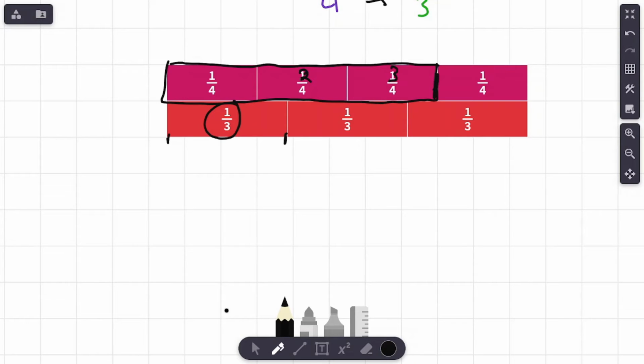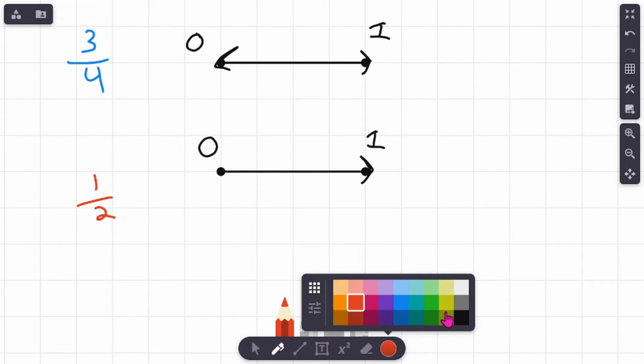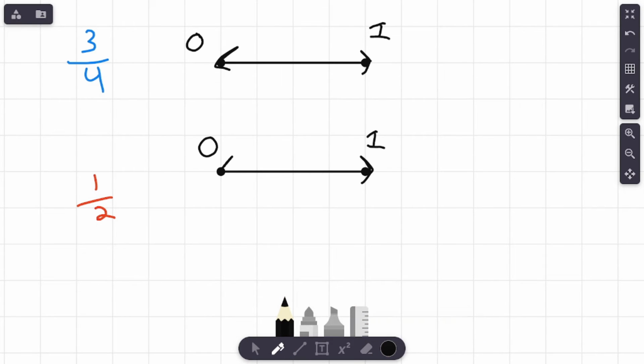Let's try another one. All right, now you've got 3/4 and you've got 1/2. Here is our number lines. Try them on your own first, and then I'm going to try it as well. So pause the video if need be, and then join me as I try it.